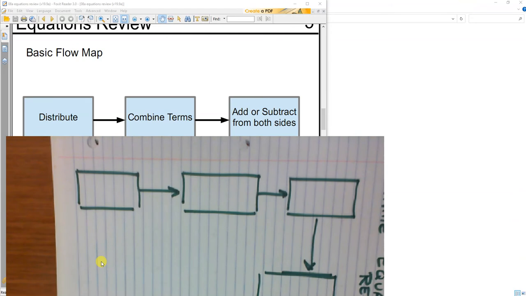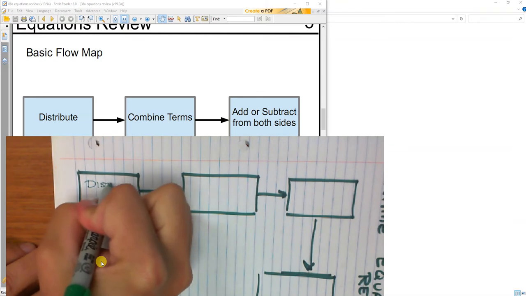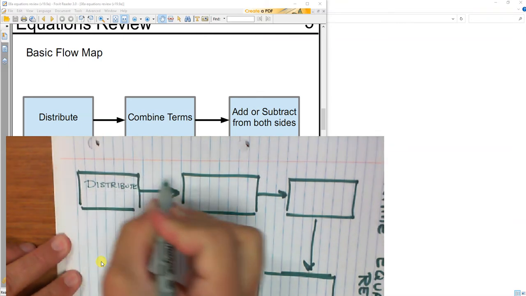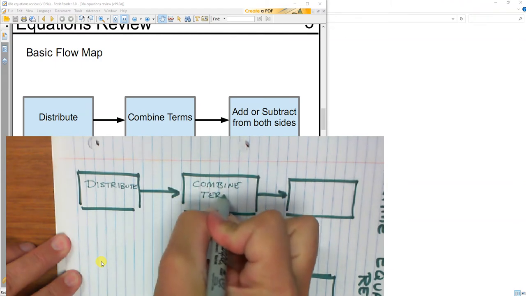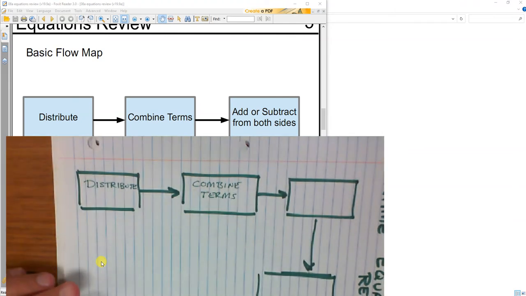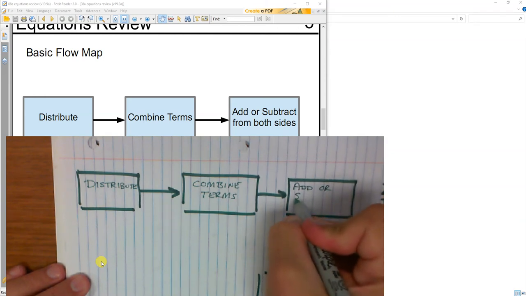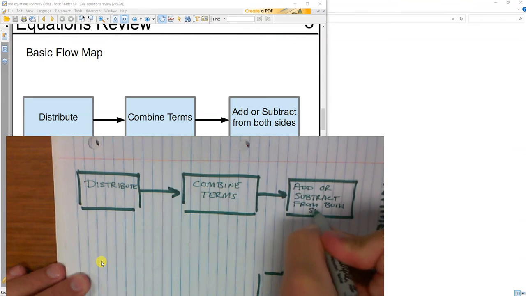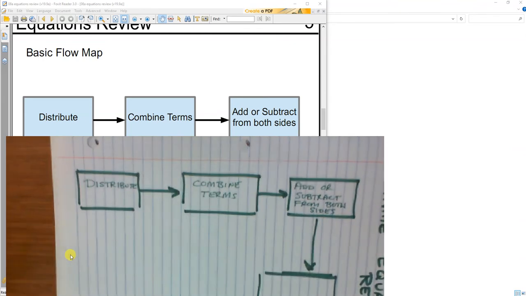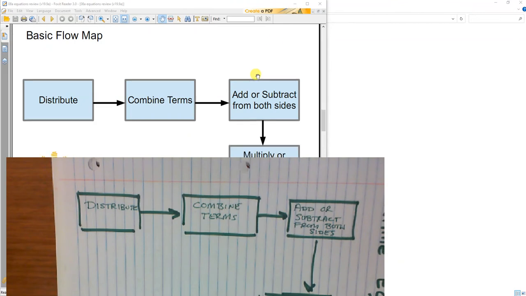Distribute, combine terms, add or subtract from both sides, and our final one will be multiply or divide both sides, but it's going to be almost always division here.